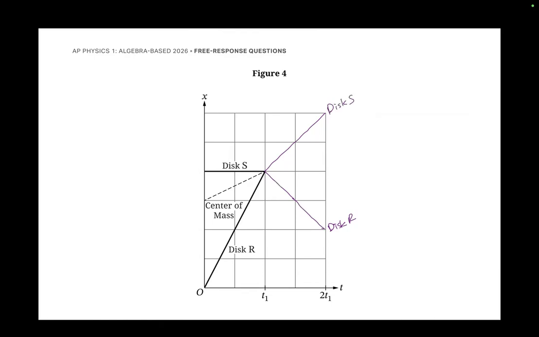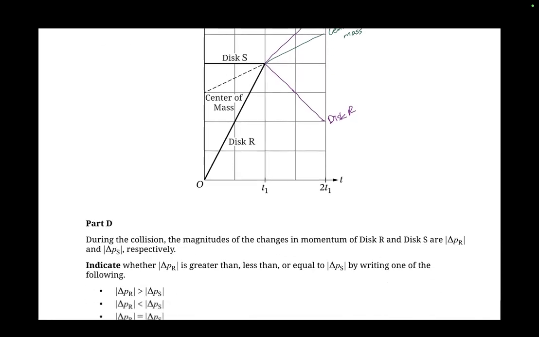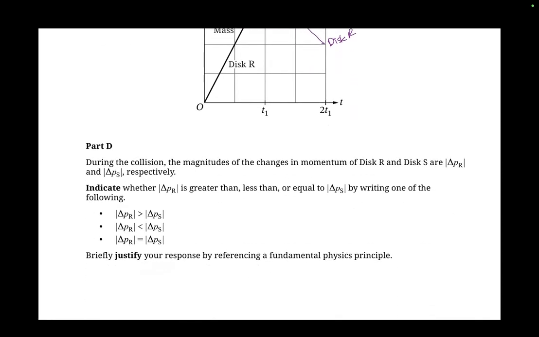And then because this is an isolated collision, the center of mass should actually be going at the same speed. There are no external forces acting on the two objects. So no external forces means a constant center of mass velocity. So it should just continue at the exact same speed. And that should do it for that graph. Perfect.